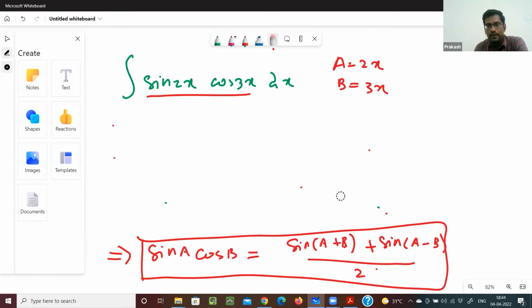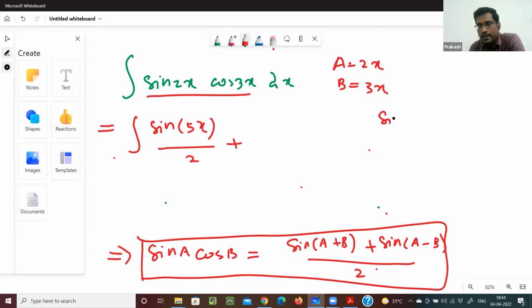So here we can write this integral over sine of A plus B, where A is 2x and B is 5x, so sine of 5x divided by 2, plus sine of A minus B. Sine of A minus B means, you already know, sine of minus theta is minus sine theta, because the sine function is an odd function. So this is a very important one.